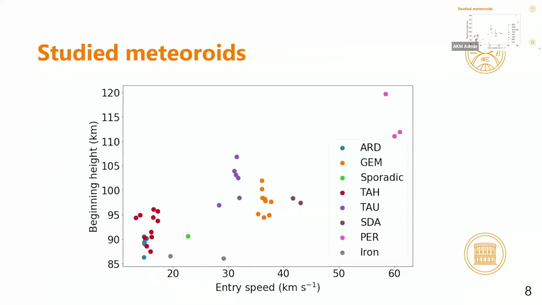So, this is a plot of all the meteoroids we have studied. This is just observational facts. This is entry speed and beginning height on the vertical axis. And in accordance with the theory of heating, the faster the meteoroid enters the atmosphere, the higher it becomes visible. But look, here are purple taurids, and slightly faster orange Geminids, and even faster two brown dots, southern delta aquarids. It does not make sense.